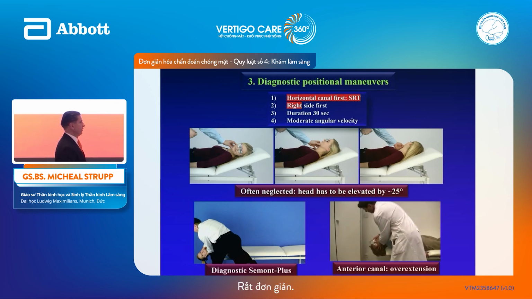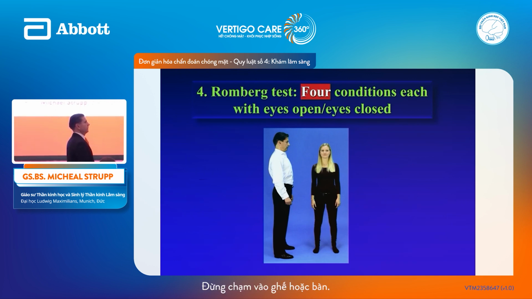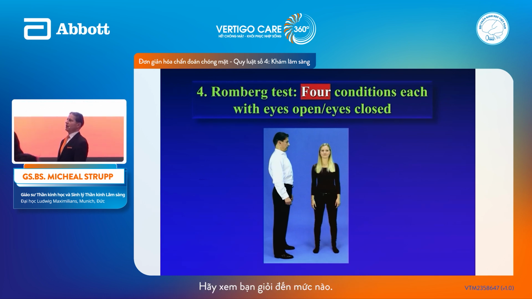So it's very simple. Later on, we will talk about more details of that. Okay, and now this is something we do all together. Please stand up. Don't touch the chair or the table. So we check your early morning balance. Let's see how good you are.